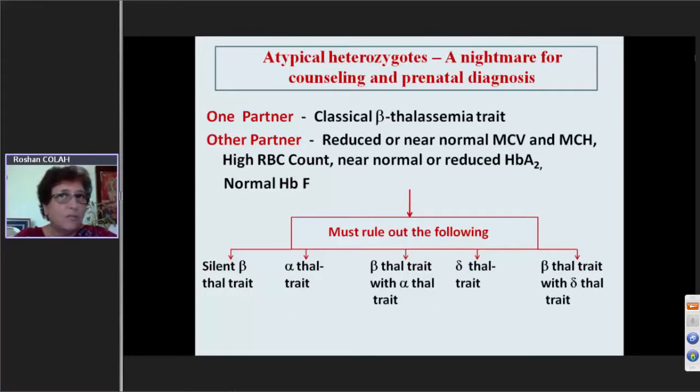This is something people were not looking at earlier, but now we know that if it is a couple, you must, where one partner has a normal A2, you must look at the delta gene.